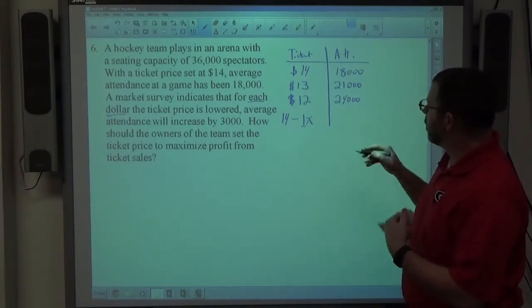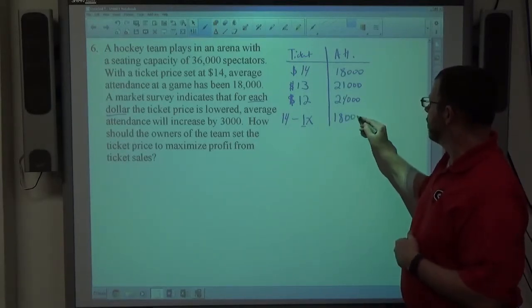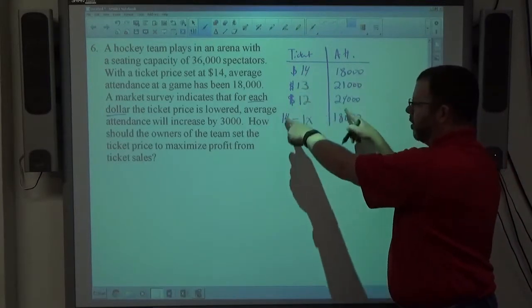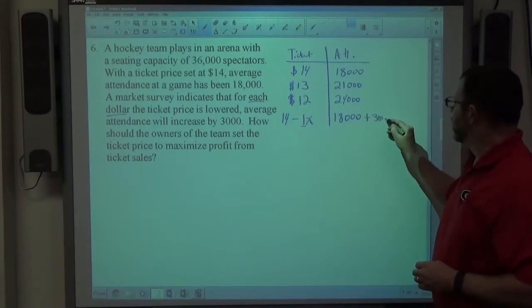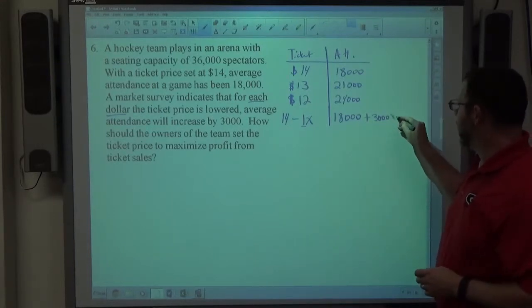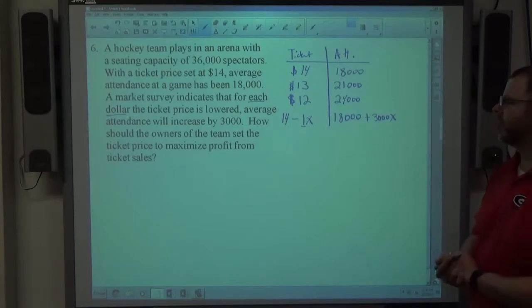And the number of people are going to start at 18,000, so we can see that 14 and 18,000 was the original data we had, and we're adding 3,000 for every time we decrease the ticket price. And again, x is how many times we're decreasing the ticket price.